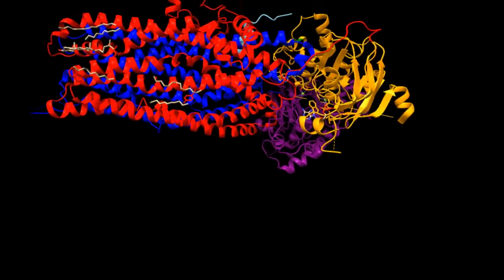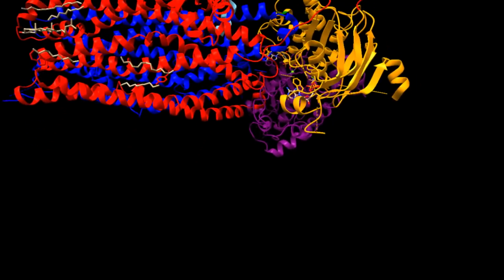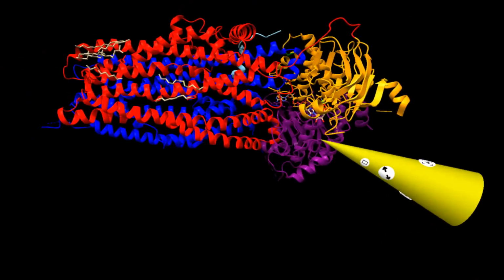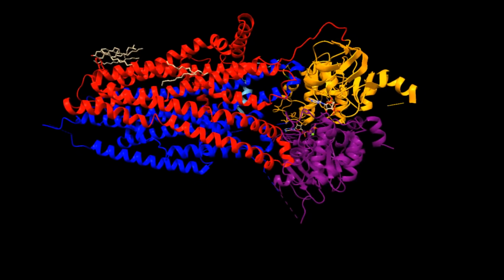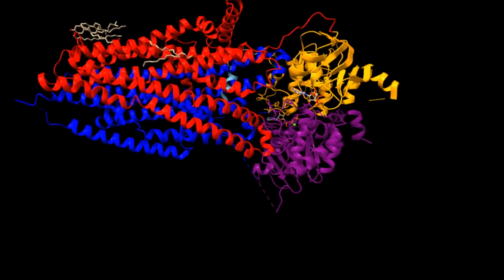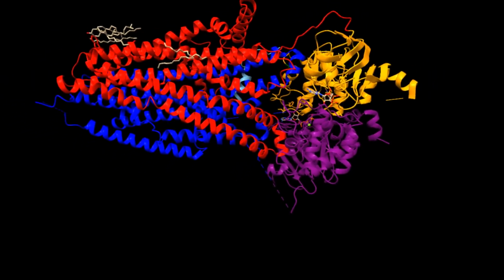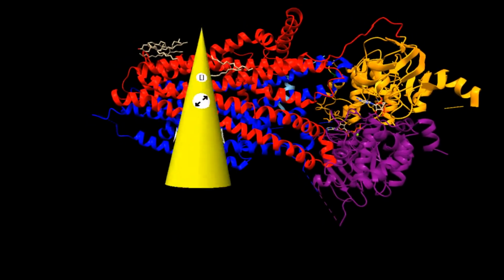This is the cystic fibrosis transmembrane conductance receptor, CFTR for short. It has two transmembrane domains, seen here in the alpha helices in blue and red. These form an ion channel, which is the main purpose of this protein, and conduct chlorine ions across the cell membrane, which would be located approximately here.